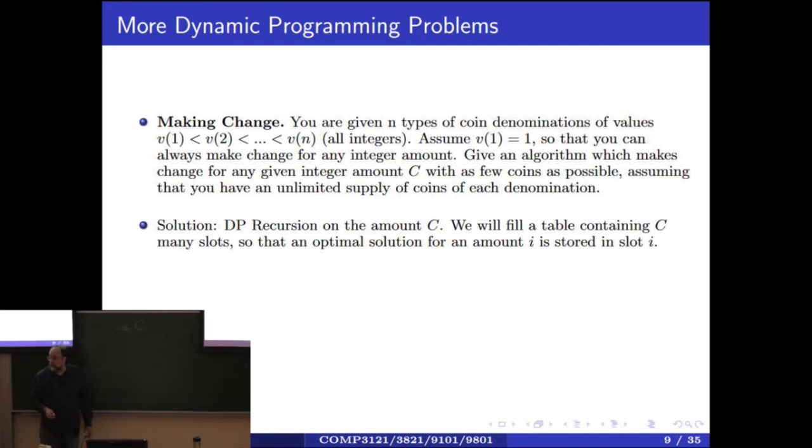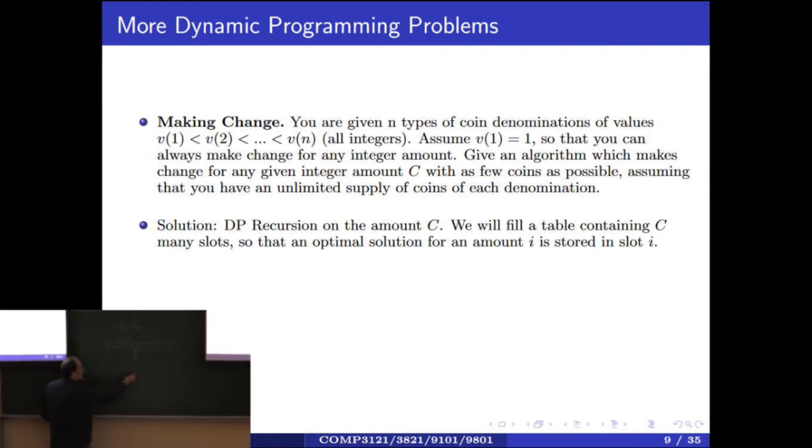How do we do that? Okay, so assume that we solved this problem and built a table of optimal solutions all the way up to amount c minus 1, here is c minus 2 and so forth. And now we want to solve this for amount c. Okay? How do we do that?